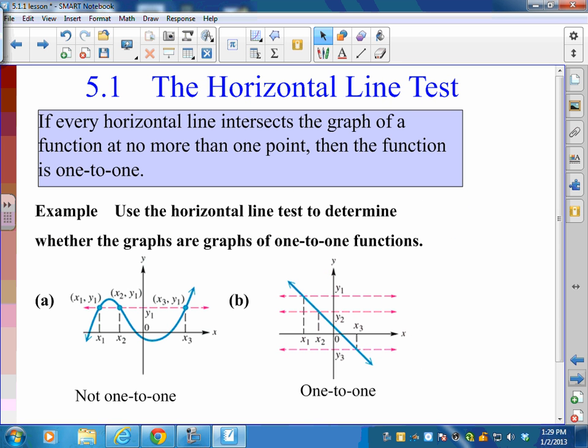Okay, the other way you can tell if functions are one-to-one is using the horizontal line test. You can use your calculator, graph these functions, and then look at them and see if there's any place where a horizontal line is going to hit the graph in more than one point. Like in example A here, they draw a horizontal line. It hits the y value in 3 places.